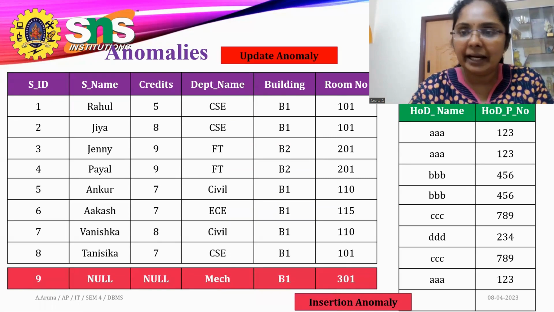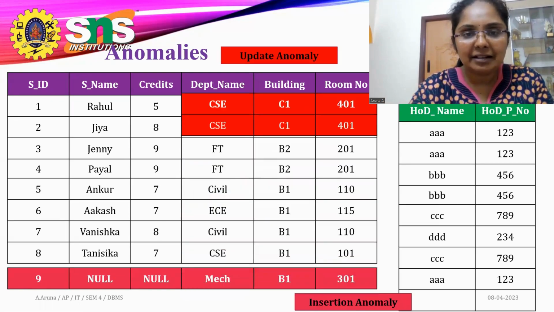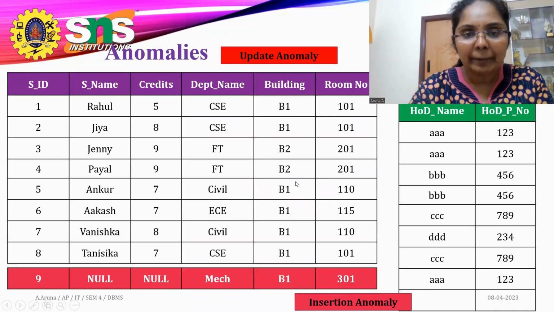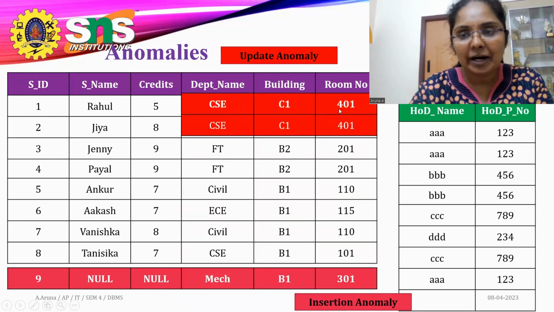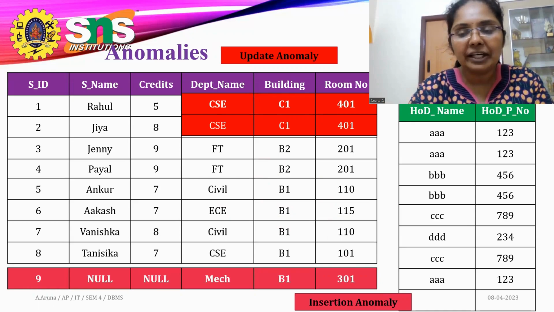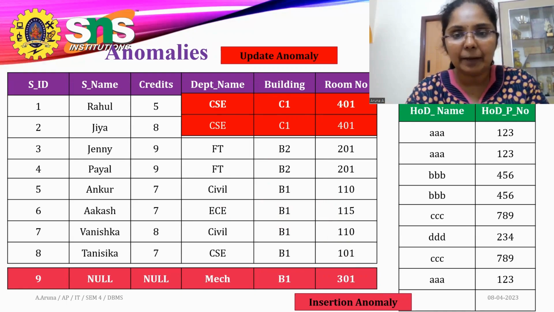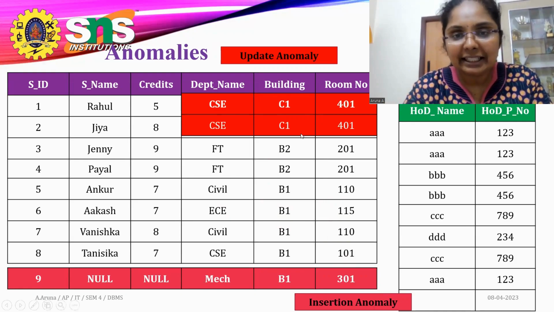The next one is the update anomaly. Update anomaly is for checking. So I have a CSE with B1 and 101. This I'm going to change to CSE with C1 and 401. In this table, I have only 3 entries, so I can easily change the value. If I have 150 entries in this particular table, I can't change all the values. It will take so much time, and it also gives an extra burden to the database architect. So this can be removed in the particular relation. That is called an update anomaly.